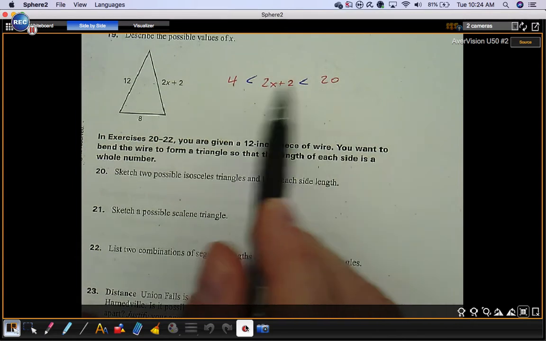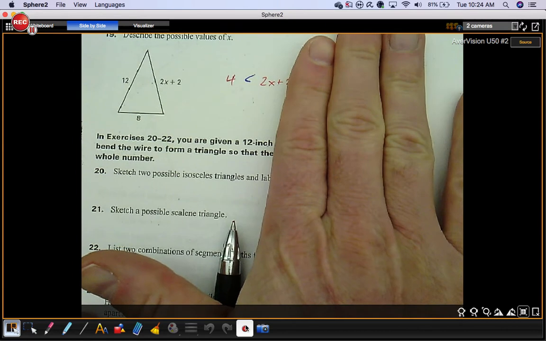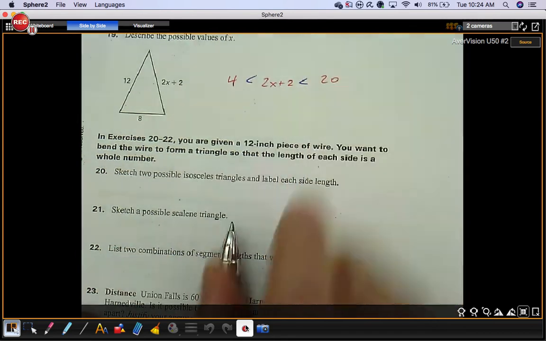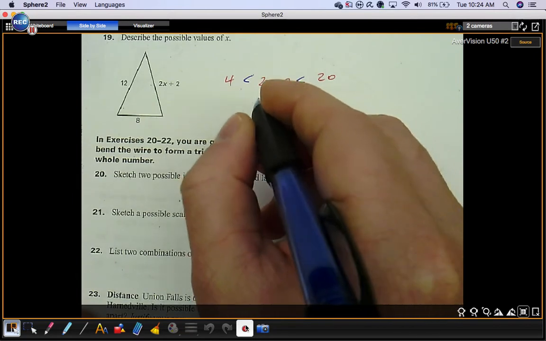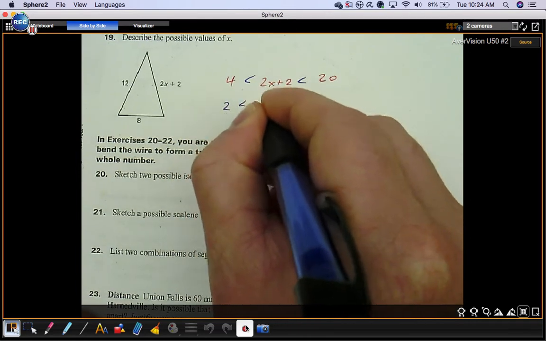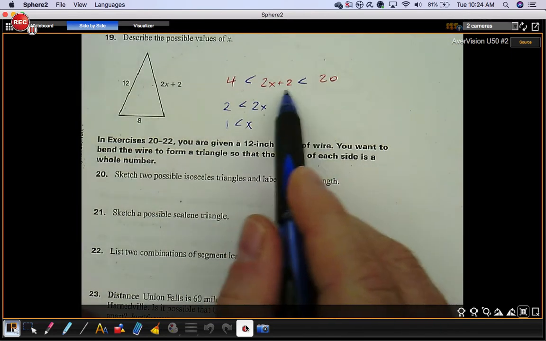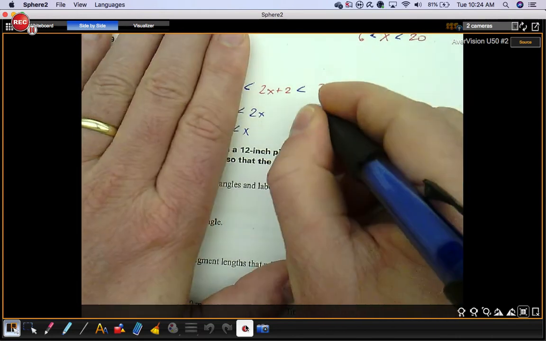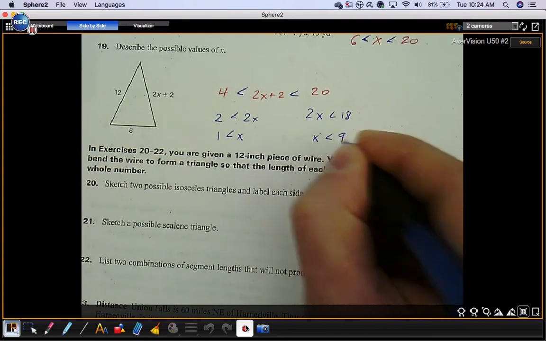Now, you probably haven't solved the compound inequality in quite some time. You just solve it as two equations. Okay, so we'll subtract 2 from both sides, then divide by 2. So if I do it that way, I'll subtract 2 from both sides. We'll get 2 is less than 2x, and then we'll divide by 2, so x needs to be bigger than 1. And at the same time, I'm going to come over here, and I'm going to solve this inequality. So I'll subtract 2 from each side, so I'll get 2x is less than 18. That way I know that x, when I divide by 2, is going to be less than 9.